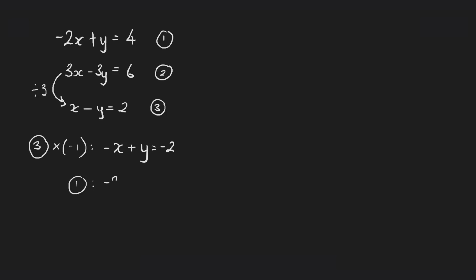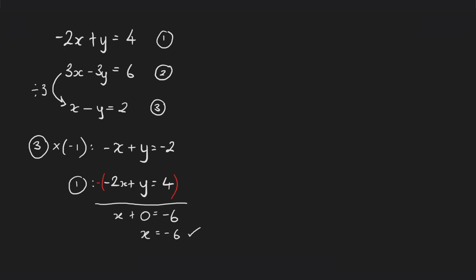Now write equation number 1 below that and minus it off. Negative x minus negative 2x is the same as saying negative x plus 2x, which equals positive x. The positive y terms cancel each other, so that's plus 0. And then on the right-hand side of the equation, negative 2 will minus 4 to give you negative 6. When you simplify this, we get x equals negative 6. And that's our x value for the intersection point.